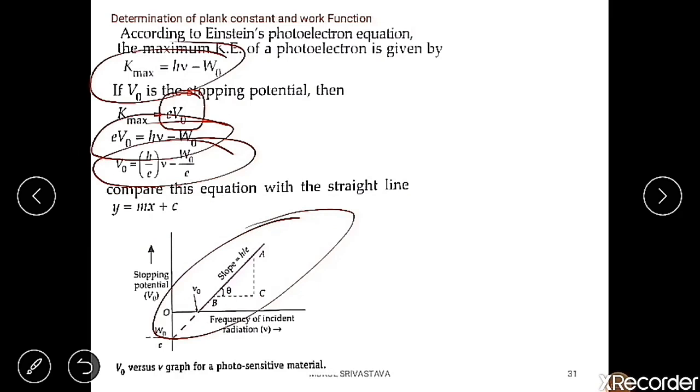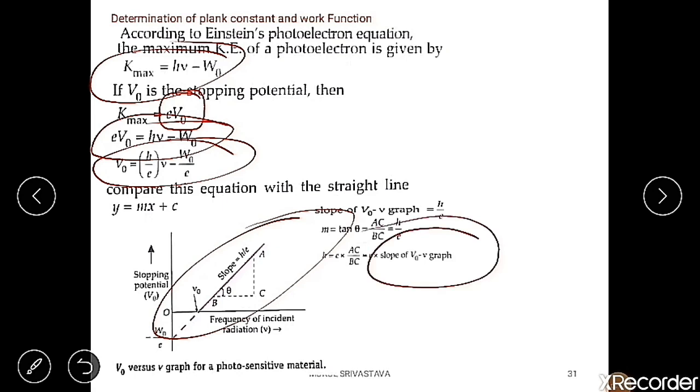In that case, m equals tan theta, and tan theta equals AC upon BC, which is further equal to h upon e, where h is the Planck constant here. Now in that case, h equals e into AC upon BC, and again it equals e into the slope of the V naught and nu graph.